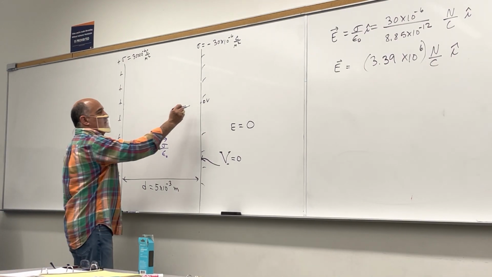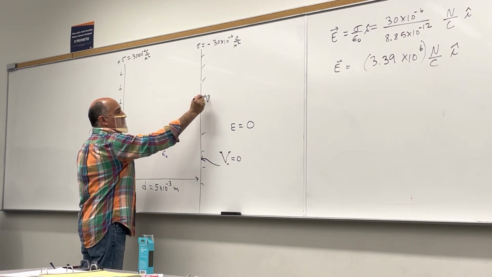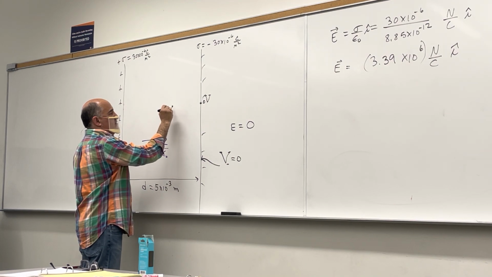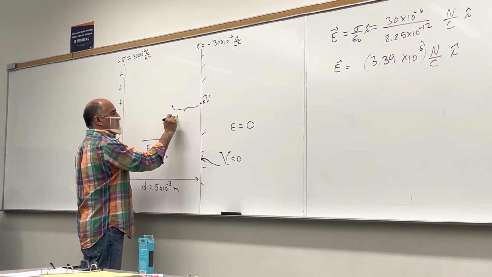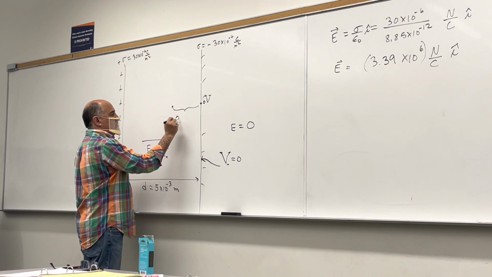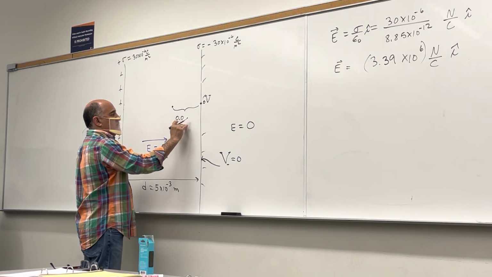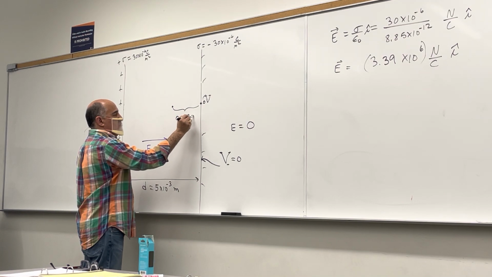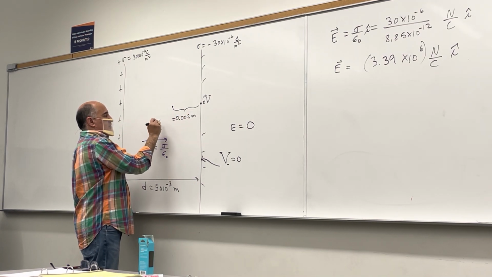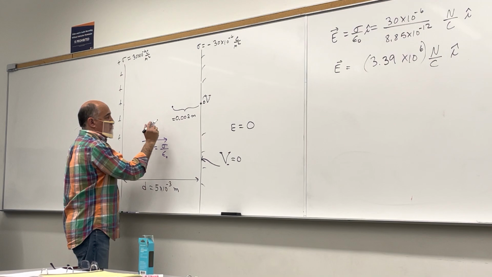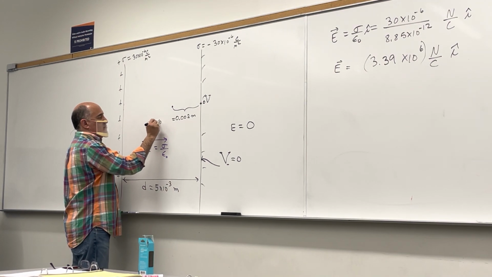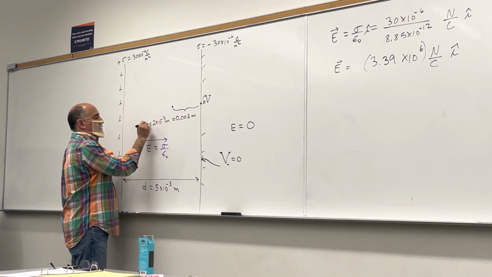So if the potential here is 0, which is what they said, you want to know the potential here at a distance of, what was it, 2 millimeters? So that's 0.002 meters. 2 millimeters is 2 times 10 to the minus 3 meters, right? That's the 2 millimeters.